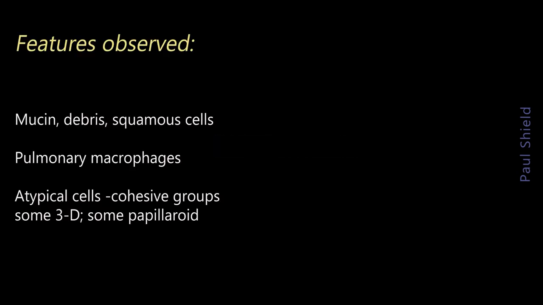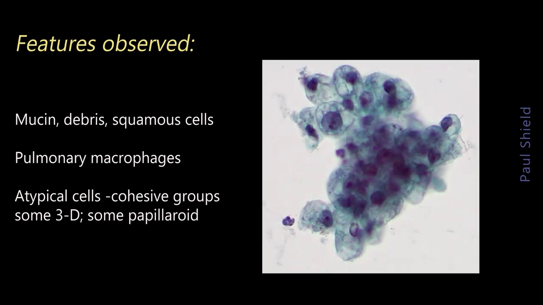What do you think? Well, the specimen had a lot of mucin and debris and squamous epithelial cells, so it was a sputum. There were scattered pulmonary macrophages, and then the cells of interest were in cohesive balls, and they showed some nuclear variation. Some groups looked three-dimensional. You could certainly focus up and down through them, and some of them looked papillaroid.